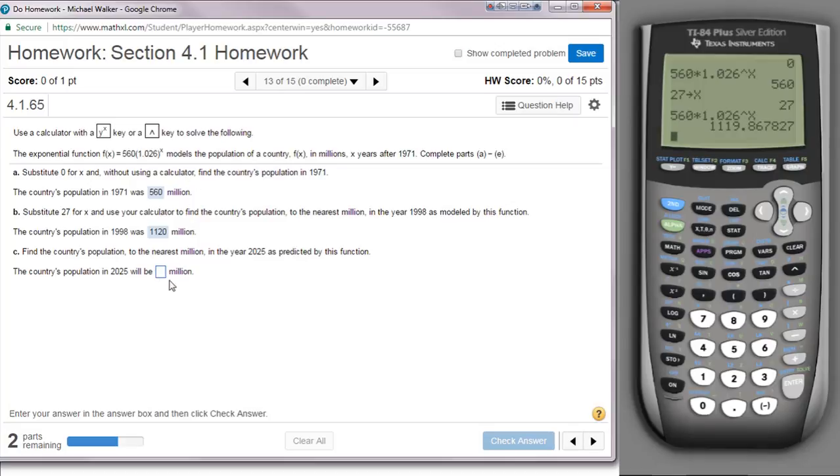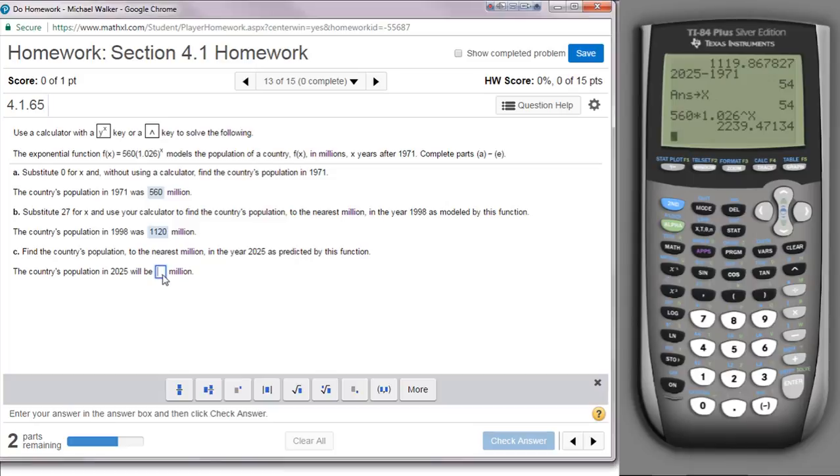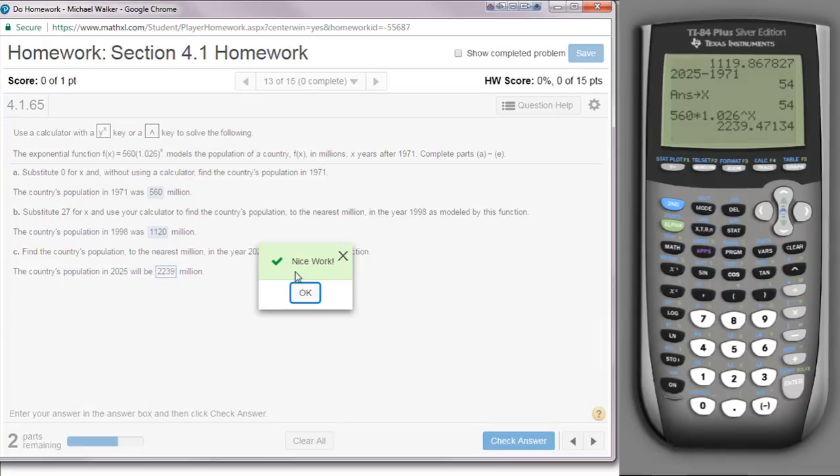Now we're going to predict the population in the year 2025. So I'm going to take 2025 and subtract 1971 from it, to figure out how many years after 1971 it was. That's 54. I'll store that answer as x, and then go back to my population model and hit enter. I get 2,239 million. Great.